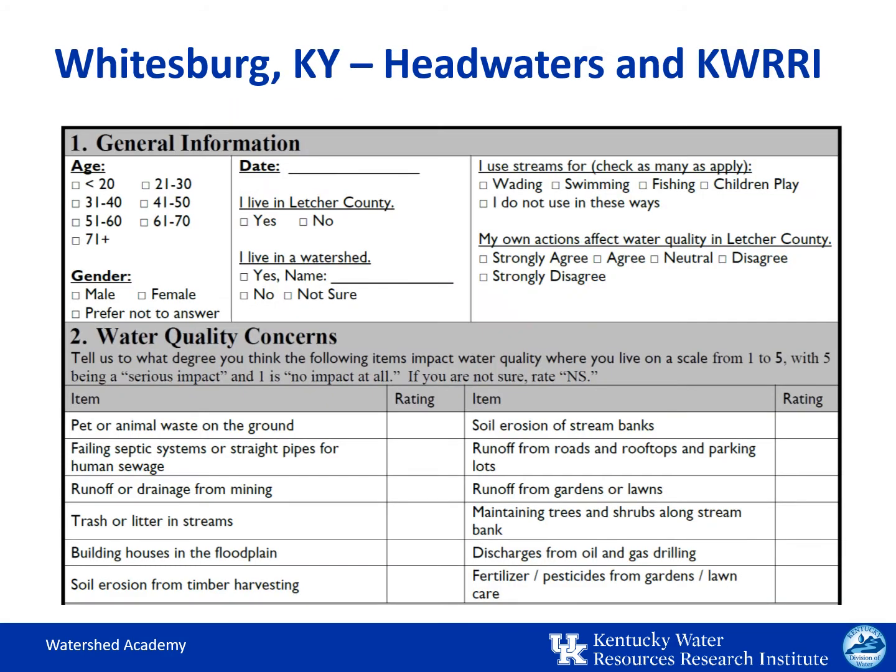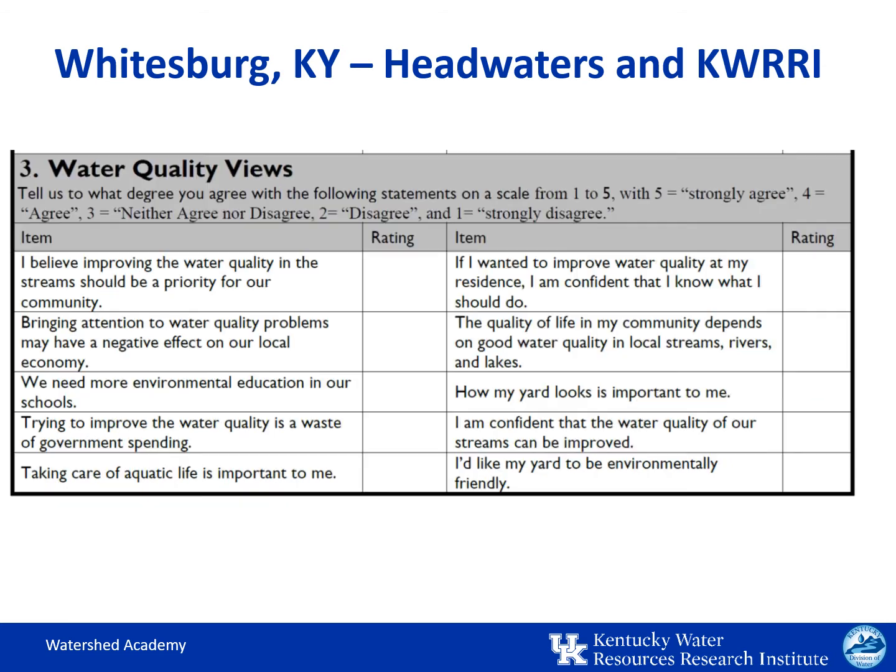Here's an example of the form that was developed using some of the lessons learned from the Chesapeake Bay study. The form was just 2 pages long and had a paper version as well as an online version, which were the same. You can see that there are some general information questions, including screening questions, and some questions about the impact of different water quality concerns where they live.